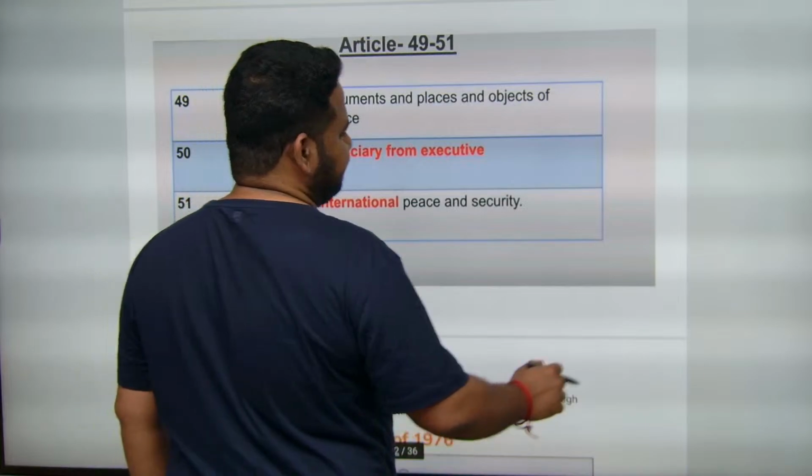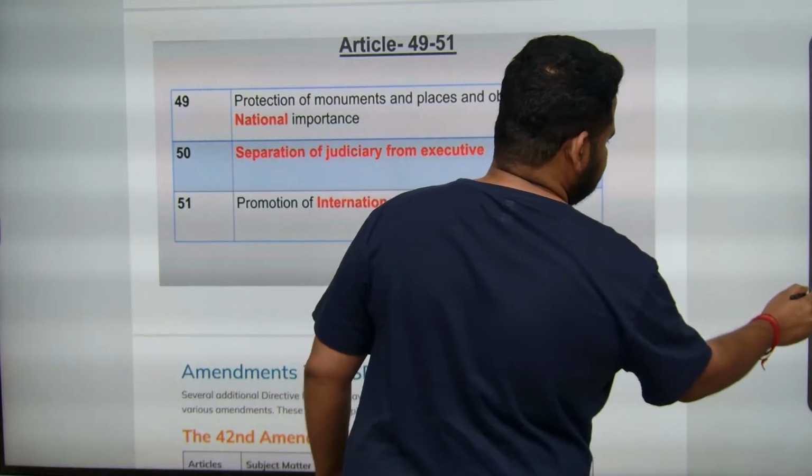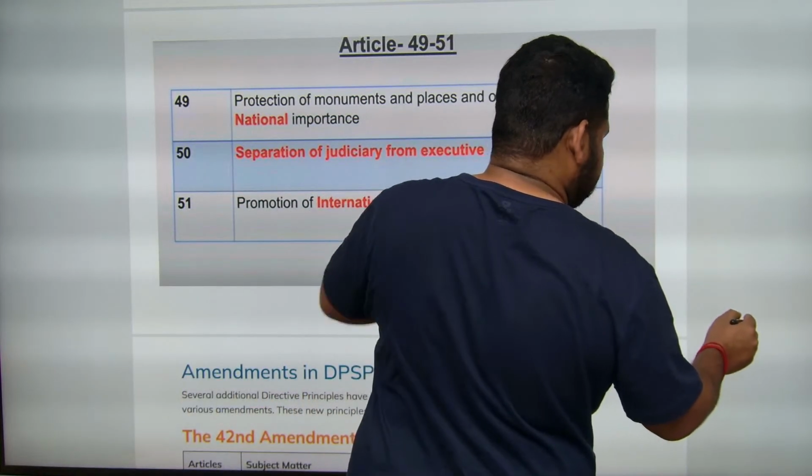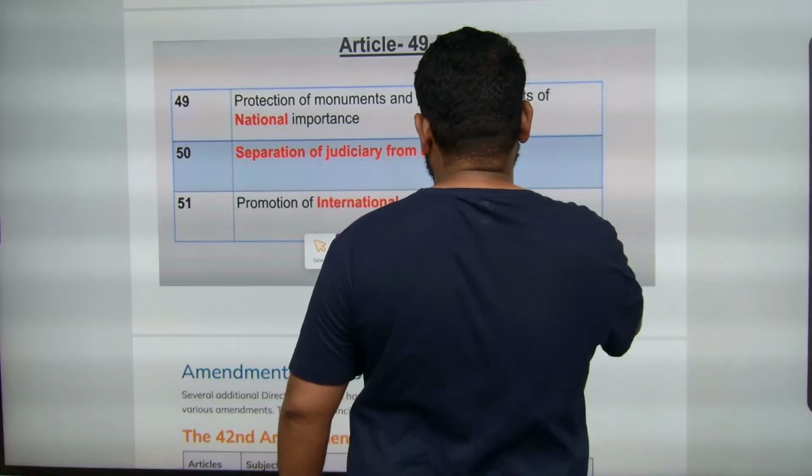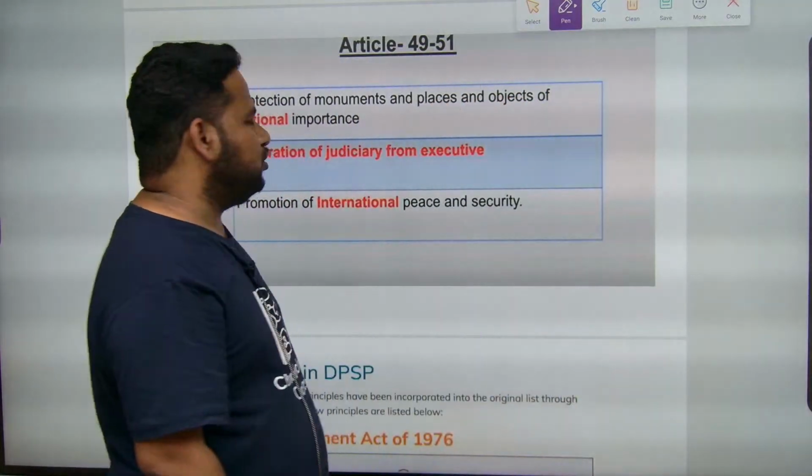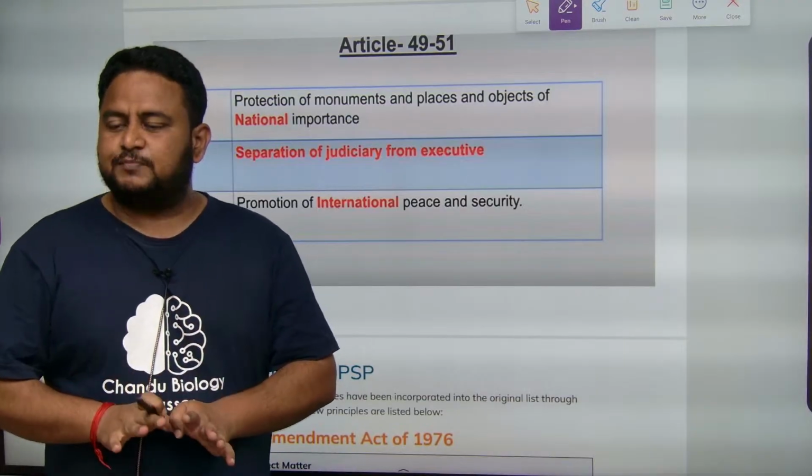Articles 49 to 51. See here, focus, very important articles. Article 50 has been asked multiple times. So please focus. It is the duty of the state to protect the monuments.